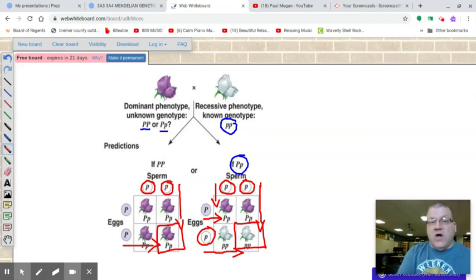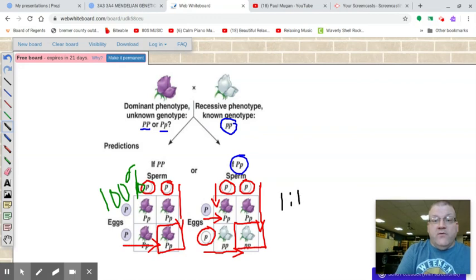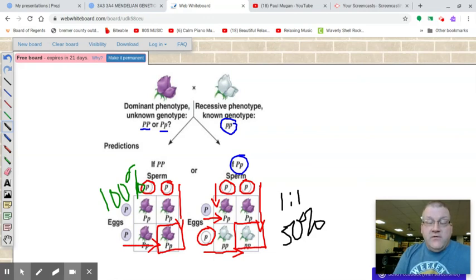So the test cross reveals what's inside that purple plant. If that purple plant is homozygous, we end up with 100% purple plants. There's nothing else that could be produced. Okay? If that purple plant is heterozygous, we get a 1-to-1 ratio. A full 50% of those plants will show the recessive phenotype and reveal then what was inside, what was being carried by that purple plant. The test cross.